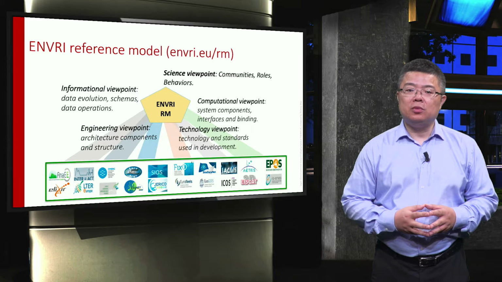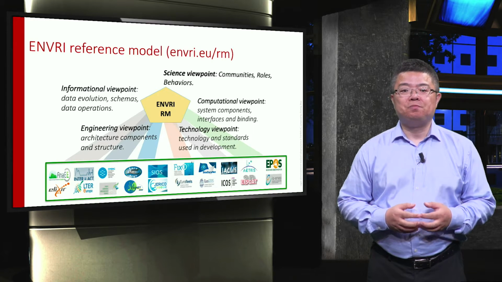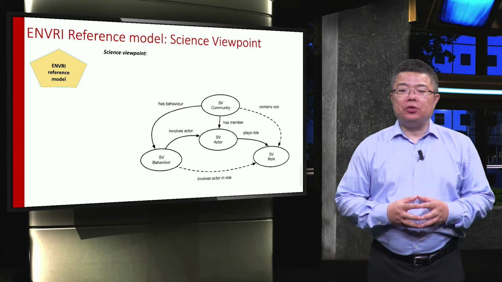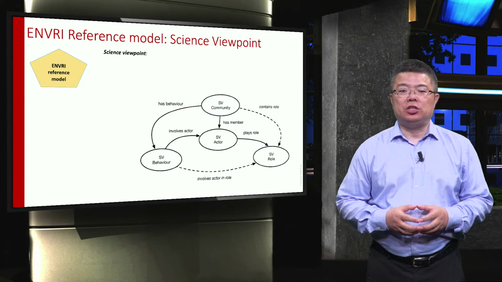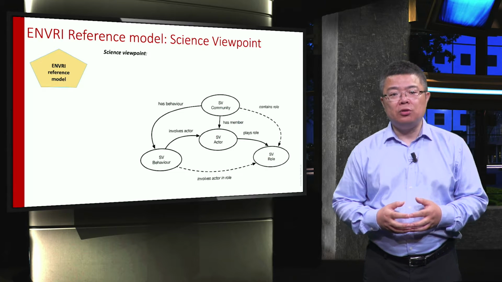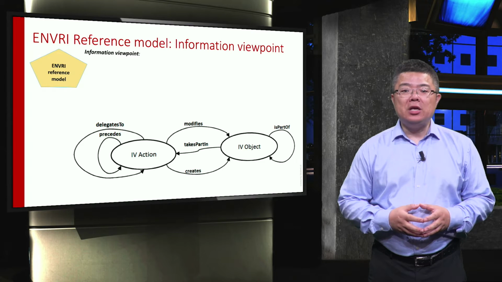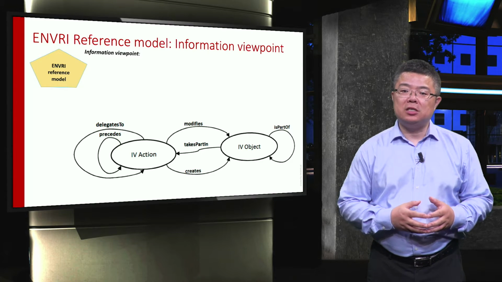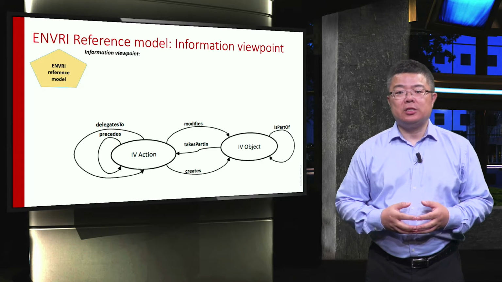Using ODP, the ENVRI reference model also models five viewpoints. In the science viewpoint, based on the enterprise viewpoint of ODP, the communities of the research infrastructure are defined, such as communities of data acquisition, curation, publication, processing, and use. The information viewpoint defines the main information objects found in the research infrastructure, such as the scientific data sets and their metadata, and describes their transition states.